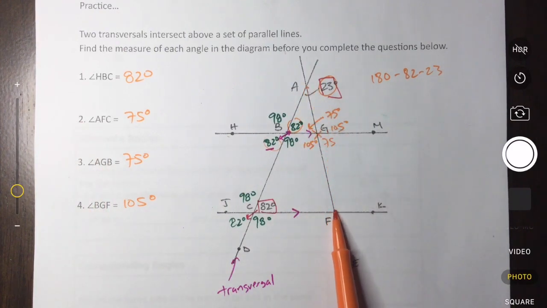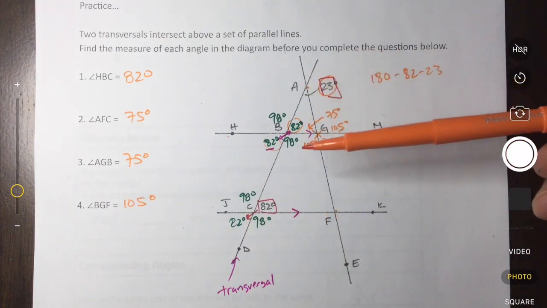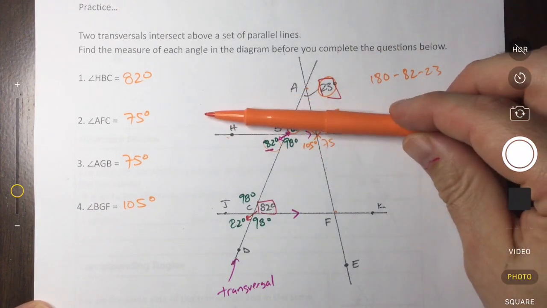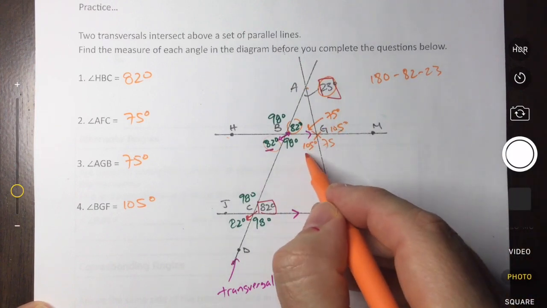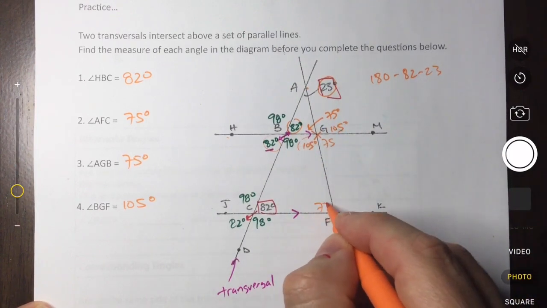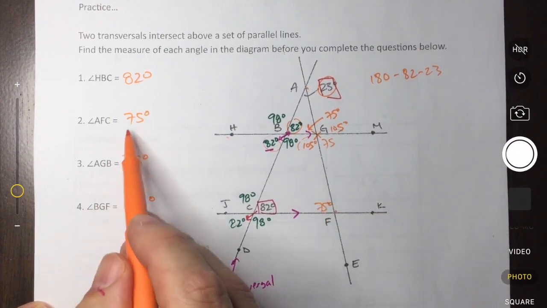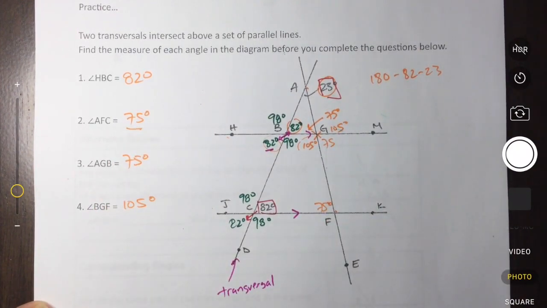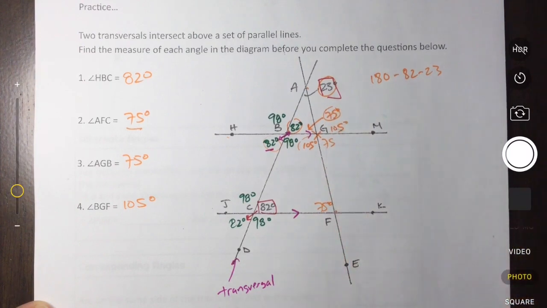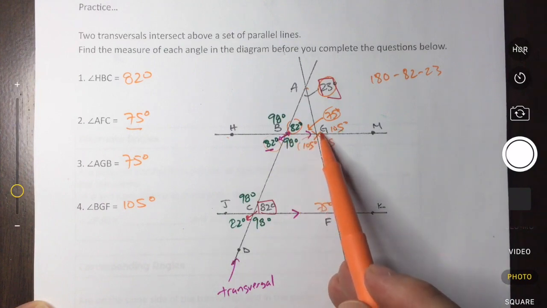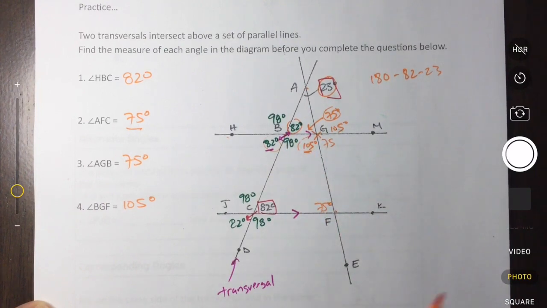So AFC, now even though I don't have it written in, it is equal to 75 degrees, and here what I can actually use is interior angles. So again, between my parallel lines, left-hand side of my transversal, and when I take 180 and subtract it from that 105, I'm going to get 75 degrees there. So that's my 75. Angle AGB, that's what we initially found up there, is also 75. And lastly, angle BGF. So BGF is going to be that 105 that I have right there.